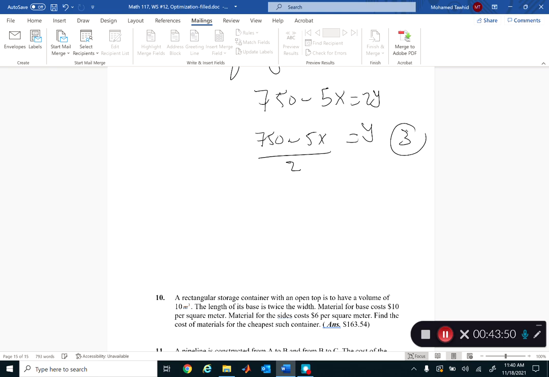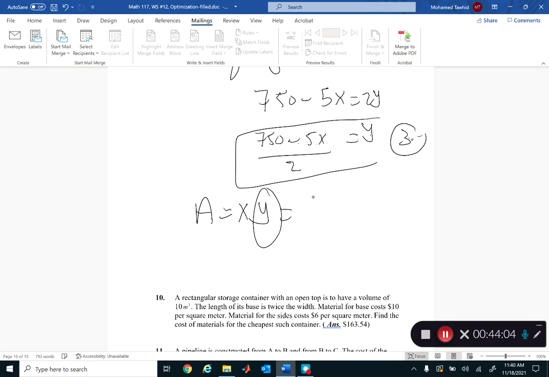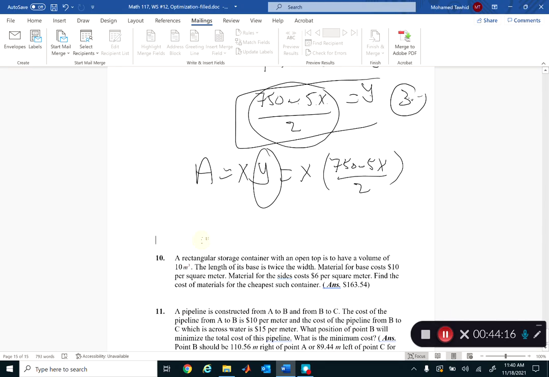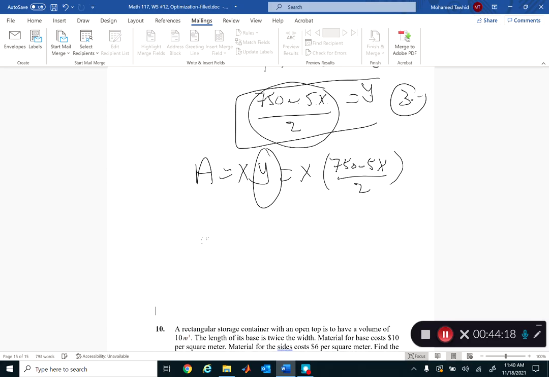I give this equation number 3. So now I solve for y: y equals 750 minus 5x divided by 2. Then what is your goal? The area, which is x multiplied by y. Then I can replace y from number 3. X multiplied by y, so you have 750 minus 5x divided by 2. So what I have to do here, go ahead and simplify this.